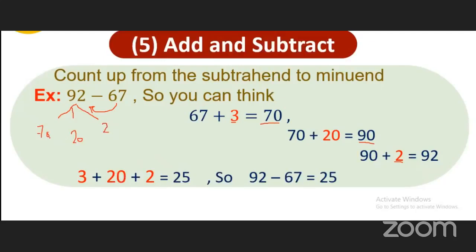تمام 70 بلس 20 90، 90 بلس 2 92. طب أنا عايزة آخد ال 67 from ال 92، يبقى هخلي ال 67 إن هي 70، وبعدين أضيف ال 70 على ال 20 يبقى to get 90، وبعد ما getting ال 90 أضيف عليها 2 to get 92.